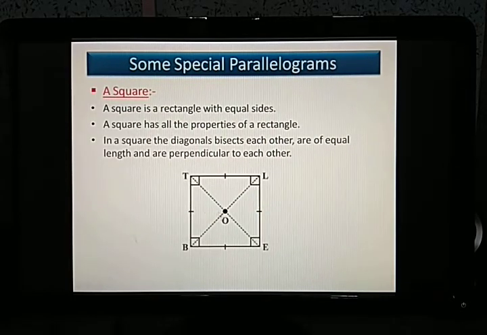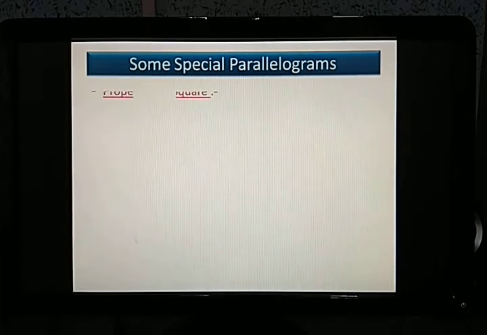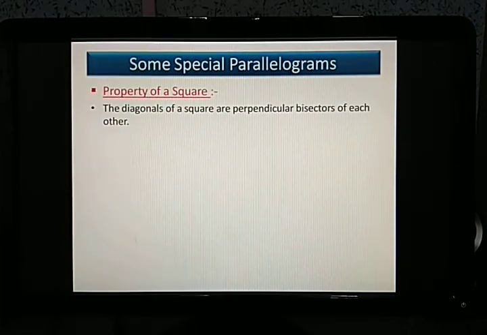Now this thing is somewhat similar to a rhombus. In a rhombus also the diagonals are perpendicular bisectors. So it gets confusing sometimes while comparing these three types of parallelograms, they are always interrelated with each other. So don't get confused. They are always interrelated. Not the same thing, but they are interrelated. Now there is a last property given for a square, that the diagonals of a square are perpendicular bisectors.